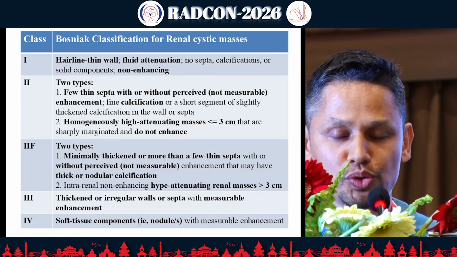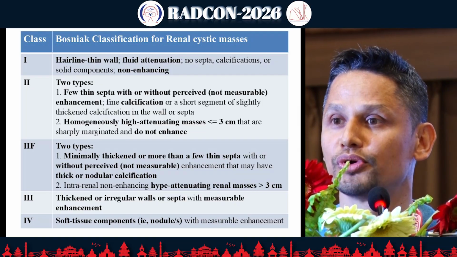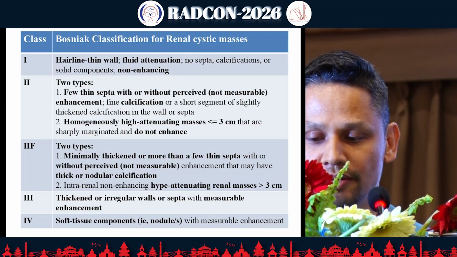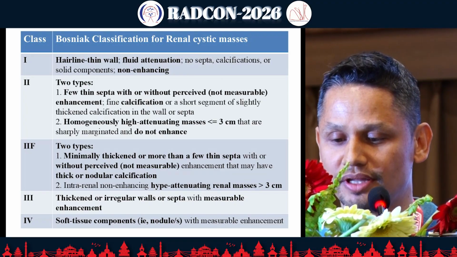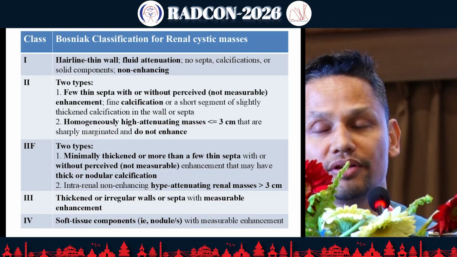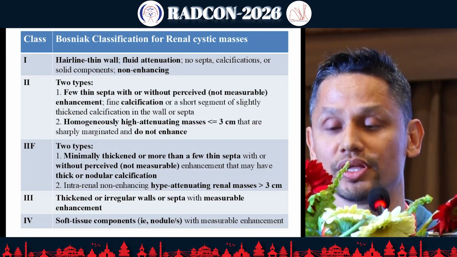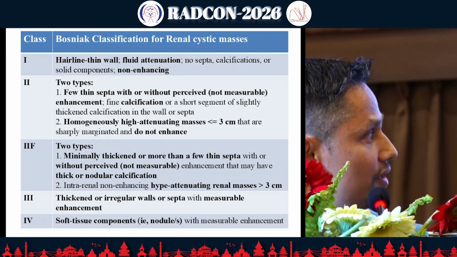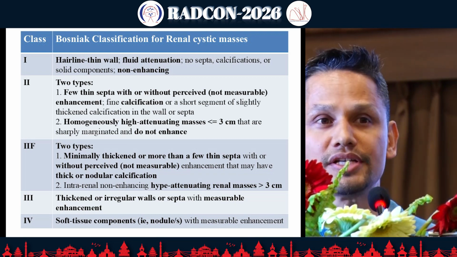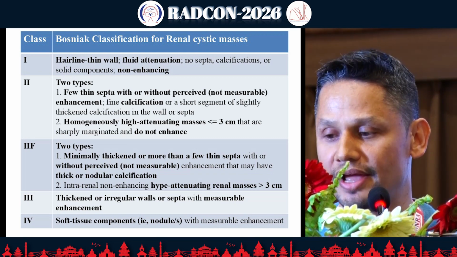And in type 2F, that is follow-up, there are two types: minimally thickened or more than a few thin septa with or without perceived, that is non-measurable, enhancement that may have thick or nodular calcification, and an intrarenal mass that is hyper-attenuating and the size is more than 3 centimeters. And type 3 is thickened or irregular walls or septa with measurable enhancement, and type 4 is a soft tissue component that may be nodular but it should enhance.